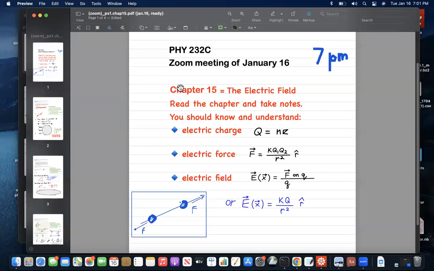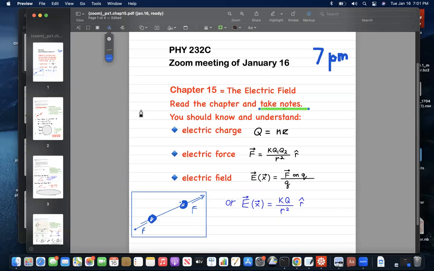So chapter 15 is on the electric field, also the electric charge, also the electric force. Those all go together. So you should be reading chapter 15, or maybe you've already finished reading chapter 15. And it's important, take notes. You should read the chapter. That's probably going to take several hours.